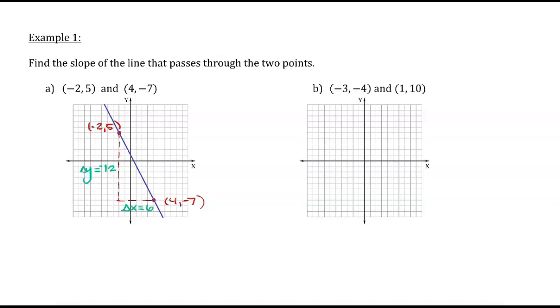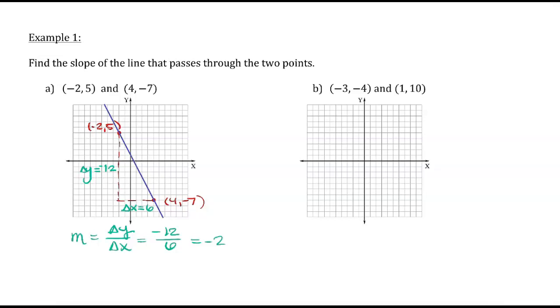Now we can use these two numbers to calculate our slope. -12 over +6 is -2. So the slope of the line between these 2 points is -2. Now let's look at B.